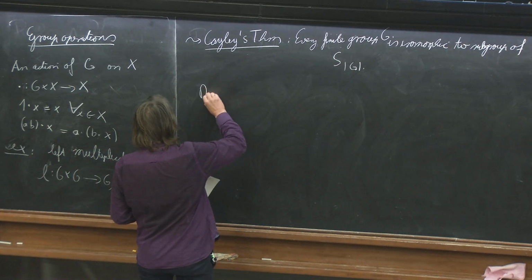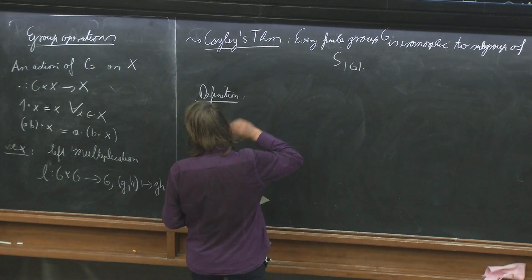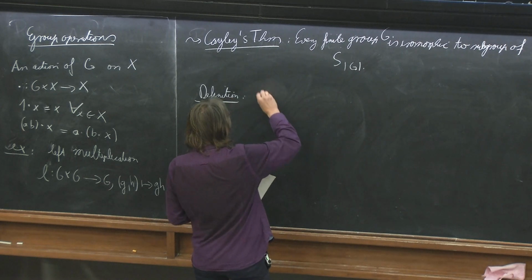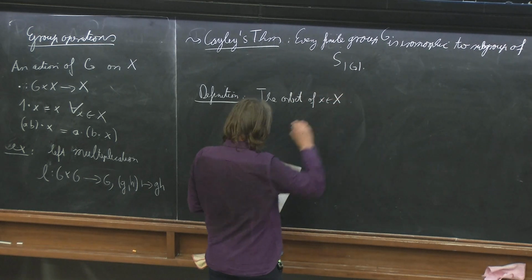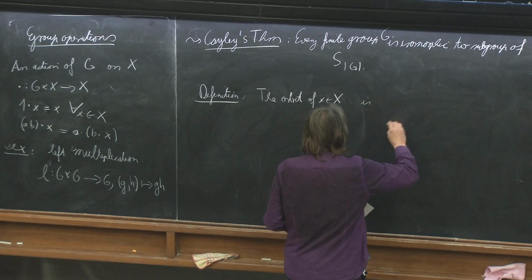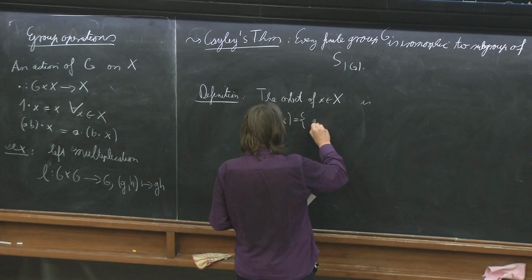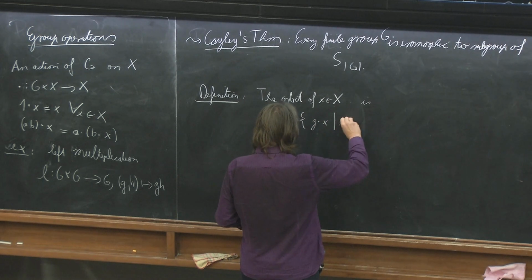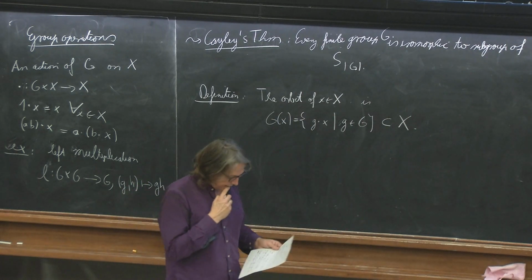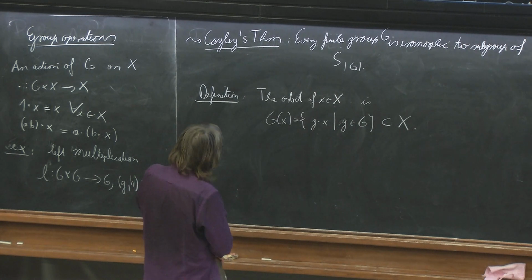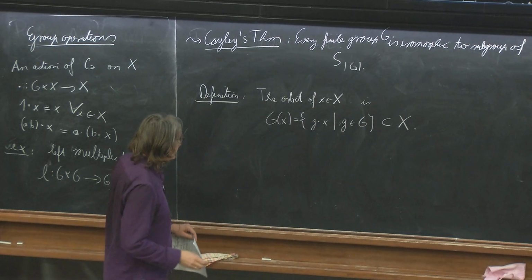So definition. Again, G acts on X. So the orbit of x in X is usually denoted Gx, G of X. It is just the set of all g times x with g in G. This is a subset of X, obviously. And a subset of this form is called an orbit of G on X.